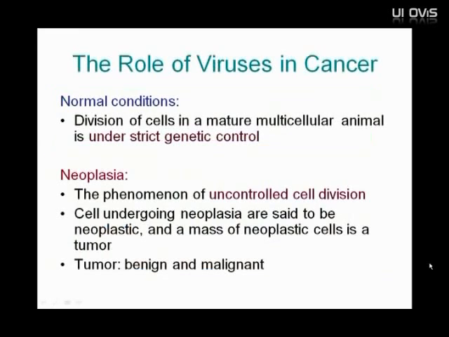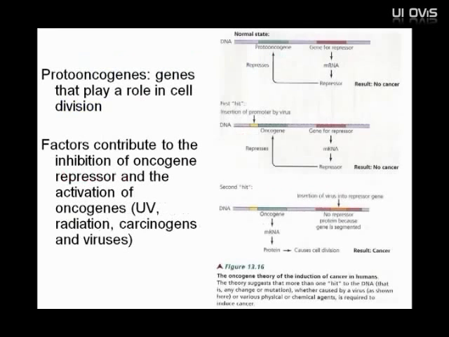There are some viruses known to be the cause of cancer. In the normal condition, division of cells in a mature multicellular animal is under strict genetic control. And in neoplasm, the phenomenon is uncontrolled cell division. The cells undergoing neoplasia are said to be neoplastic, and a mass of neoplastic cells is a tumor. And there are two kinds of tumor, benign and malignant.